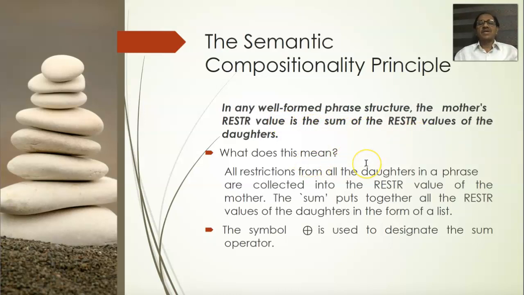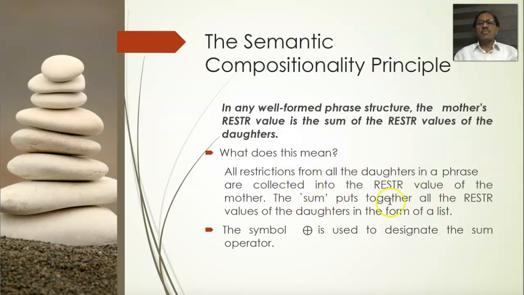What does this mean? So all restrictions from all the daughters in a phrase, right? If you have a noun phrase, you have a noun and the determiner, and you may have a prepositional phrase as a complement. Then the restriction values of the determiner, the noun, and then the prepositional phrase all are collected into the restriction value of the mother.